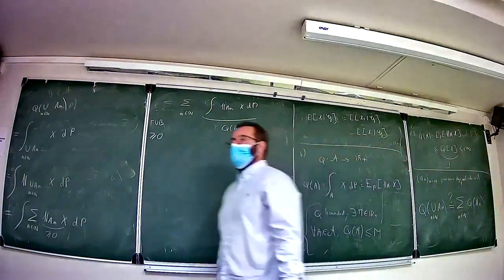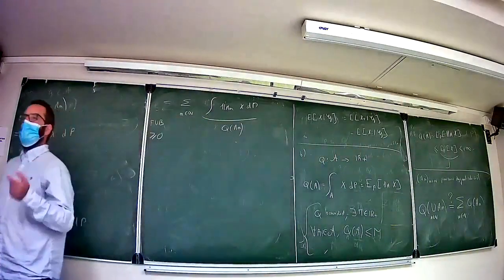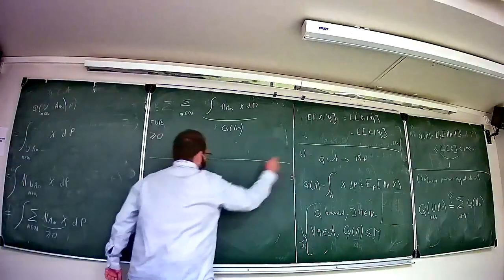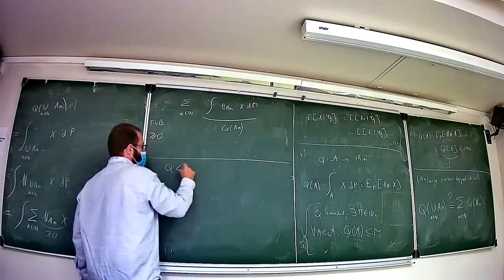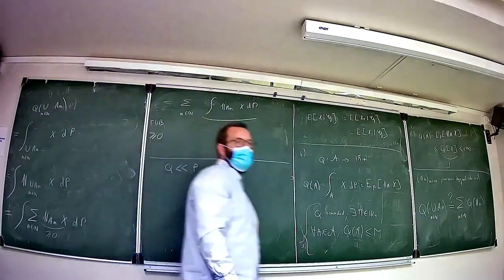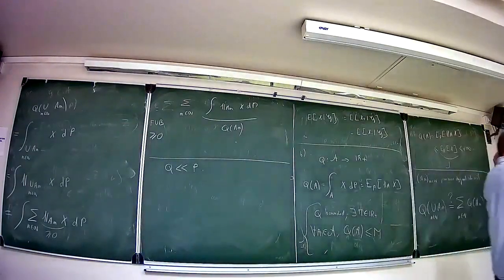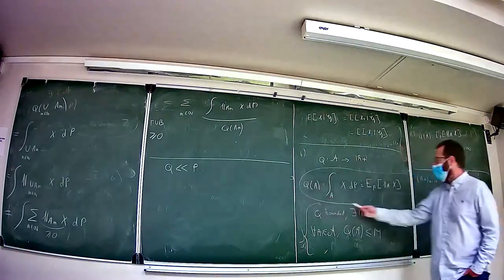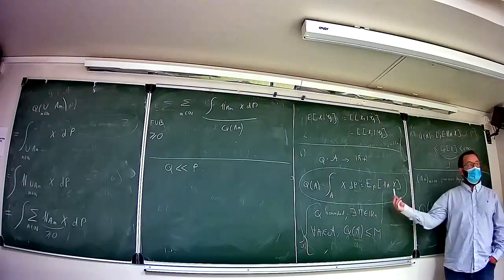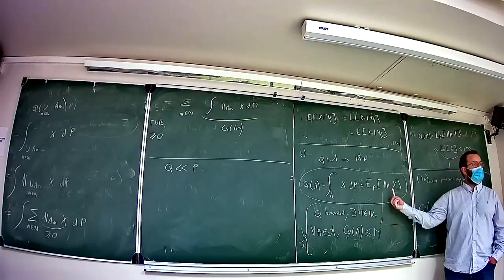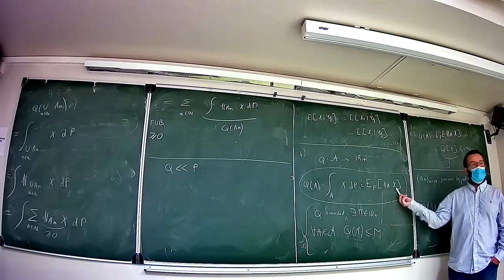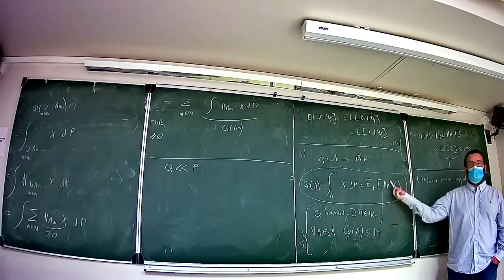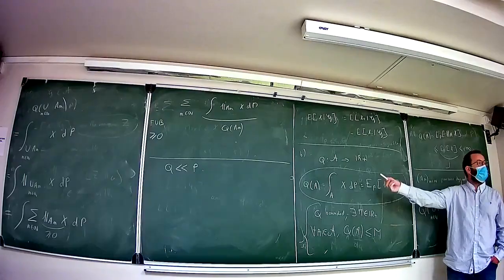So I have a measure that is bounded, and in the question you have to prove that Q is absolutely continuous with respect to P. It means that if P of A is equal to 0, Q of A is equal to 0. Take the definition. If P of A is equal to 0, you have this one that is 0 P almost surely, and so its expectation is 0. And so Q of A is equal to 0.